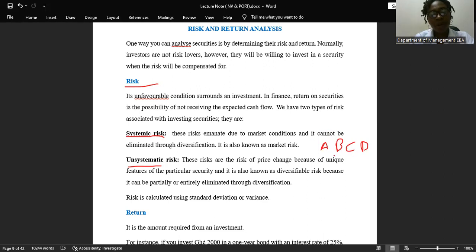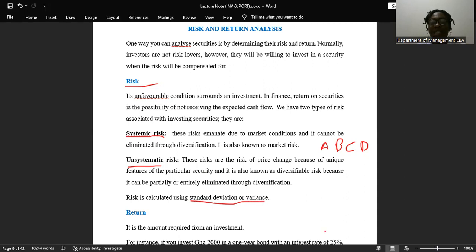Okay. Now, there are various ways of calculating risk, right? But for now, we are sticking to standard deviation or variance. We square standard deviation, we get variance. We root variance, we get standard deviation.